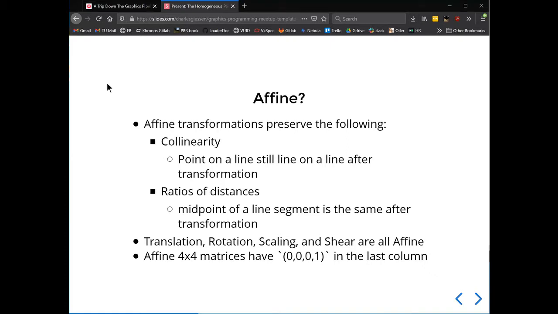And one way you can tell an affine transform for a 4x4 matrix is that the last column has all zeros except for the last place, which is the one that you'd find in an identity matrix. So it's effectively a "zero does nothing" row to the output.